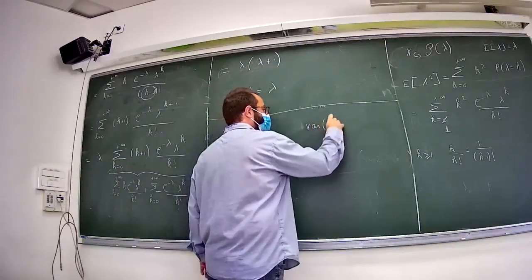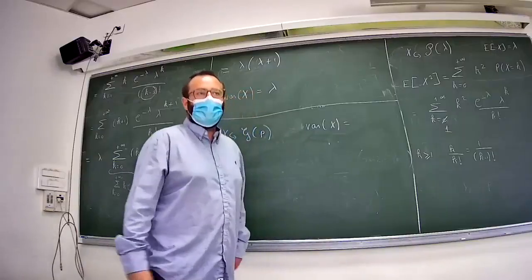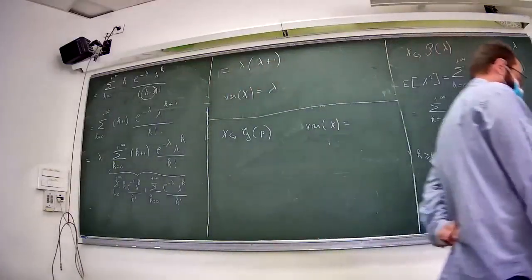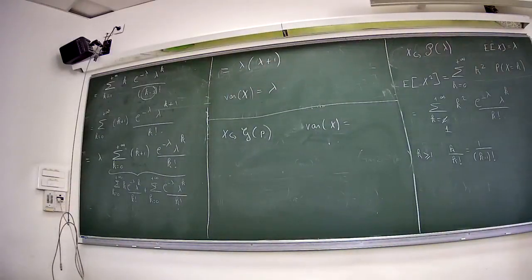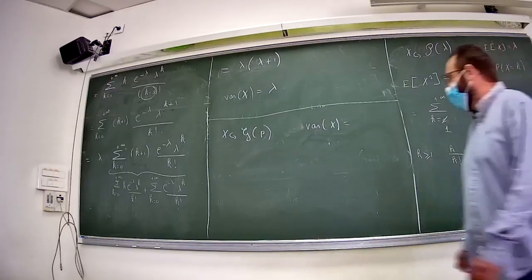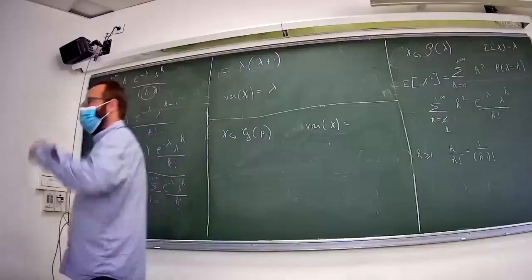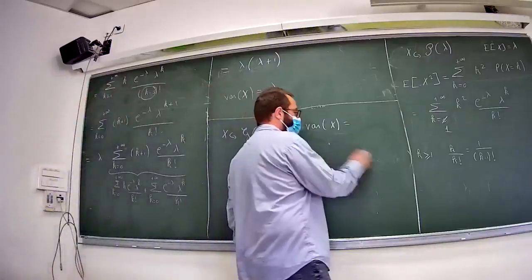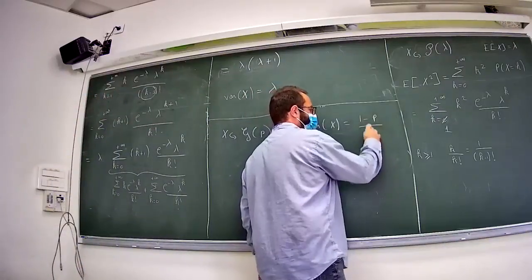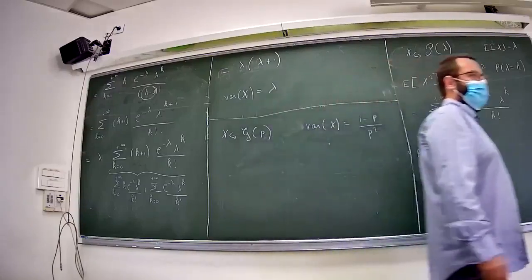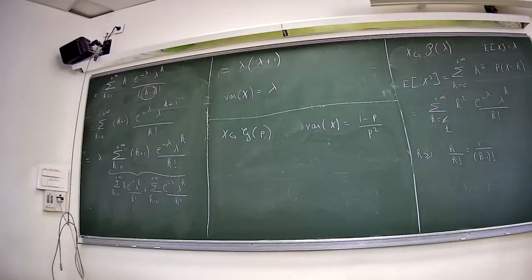Do you know the result? The variance of a geometric of parameter p. If you don't know, you don't know. Nobody? Let me remind you. I am not sure about the result, but I am able to compute it quickly, but I remember something like this: 1 minus p over p squared. So the expectation is 1 over p, and the variance is 1 minus p over p squared.